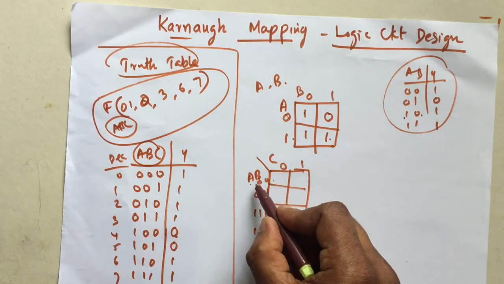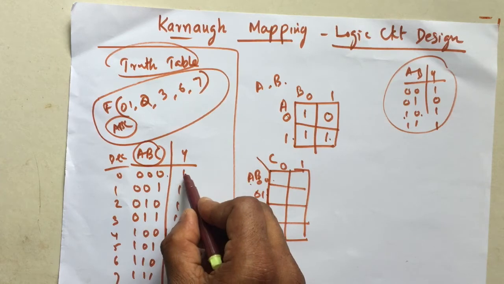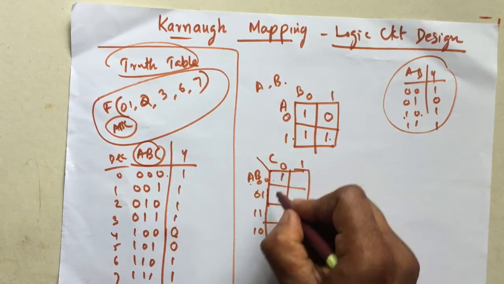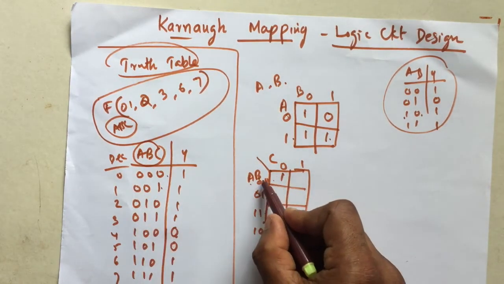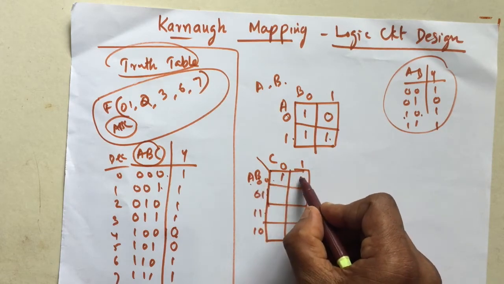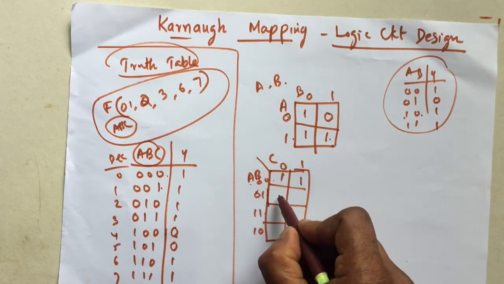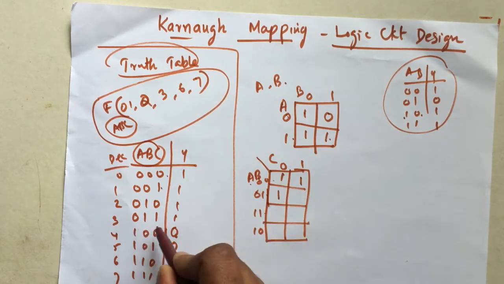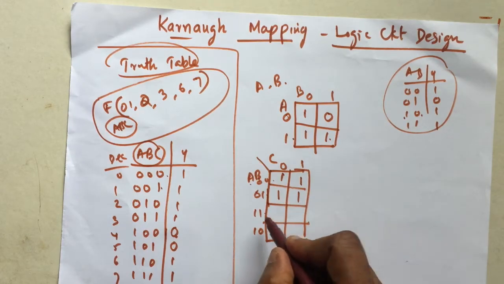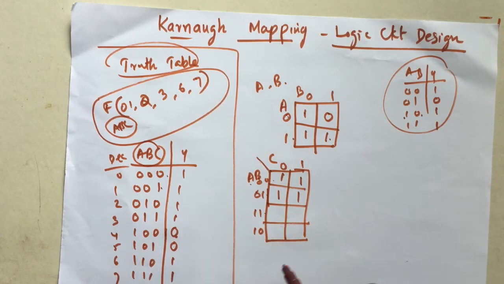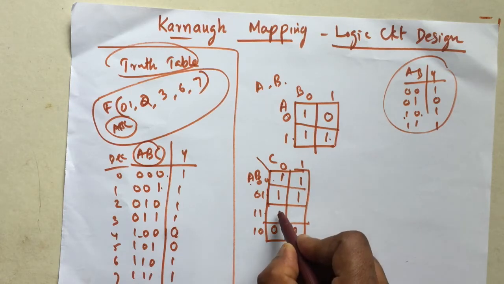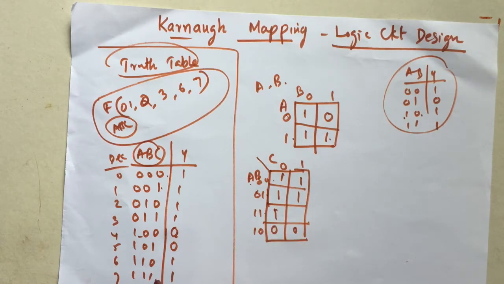Now what I have to give: A, B, C. 0 0 0 is 1, so this is 1. Then 0 0 1, A is 0, B is 0, C is 1, that is also 1. Then 0 1 0, this is also 1. 0 1 1, this is 1. Then 1 0 0 is 0 here, 1 0 1 is 0 here, 1 1 0 is 0 here, and 111 is 1 here. So you must enter these values here.